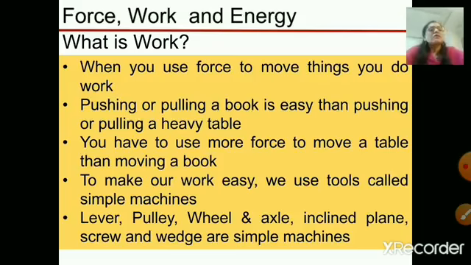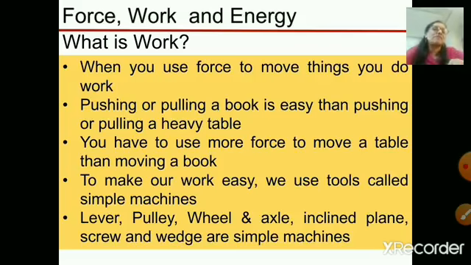Now, to make this work easy, there are certain machines, and machines make our work easy, as you very well know, right? If any machine is there, things will be done faster and easily. Or you can say certain tools are used to do the work, and they are known as machines. Now we are not talking about big, complicated machines. Here we are only talking about simple machines.